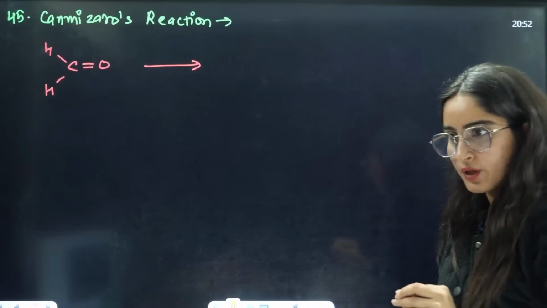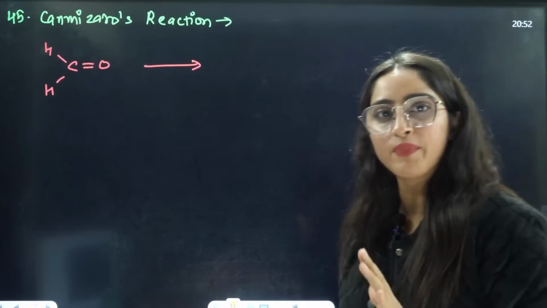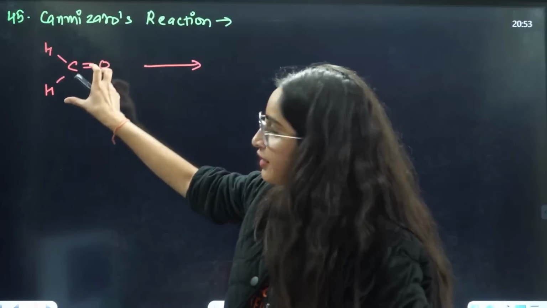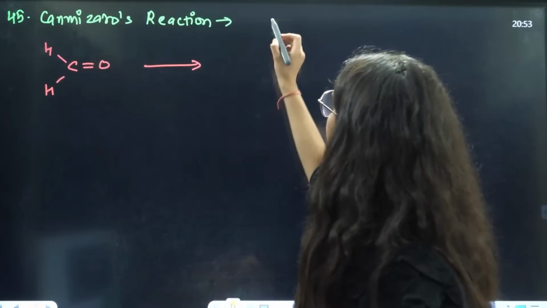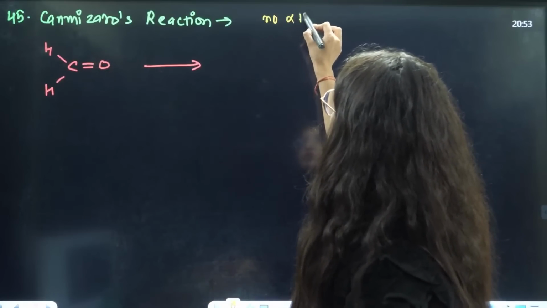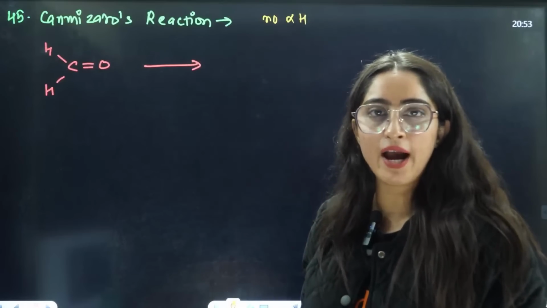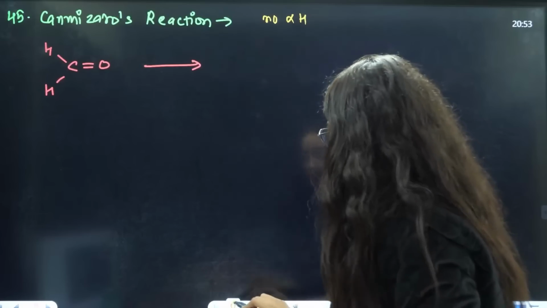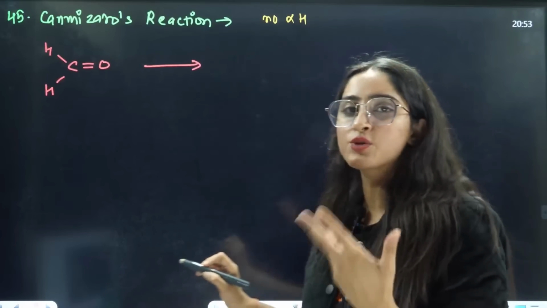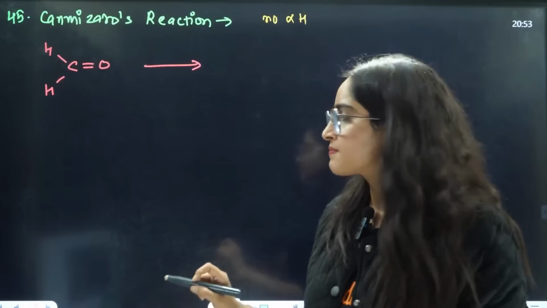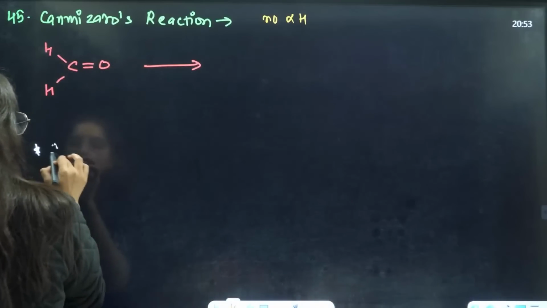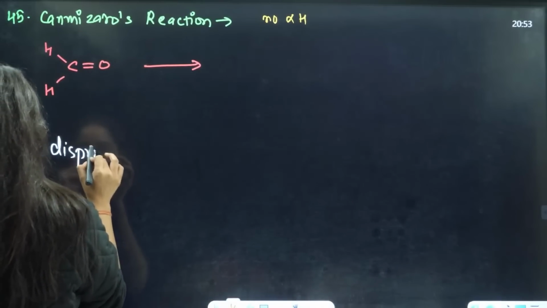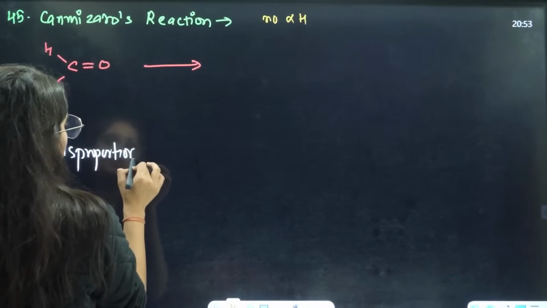Cannizzaro reaction. Simple. If it is self-Cannizzaro, firstly it should have no alpha hydrogen, right? If it doesn't have alpha hydrogen, then it is basically a disproportionation reaction. You can even write it here, disproportionation reaction.